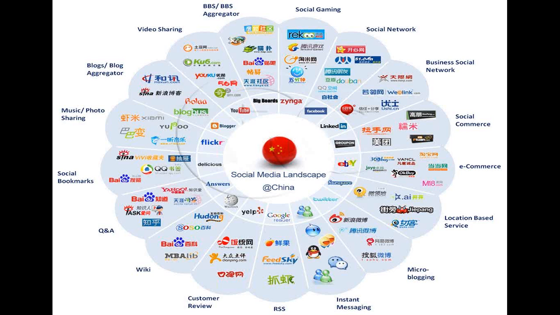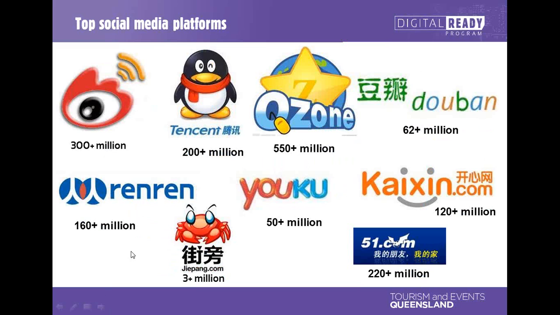And they've got, in 1 minute, so 60 seconds, 52,000 messages on microblog. So like Twitter, it's a microblog. So 52,000 messages are tweeted or sent every 60 seconds. So massive amounts of traffic and massive amounts of people that you could access. So fantastic. Okay, so the top social media platforms in China, these are the ones.